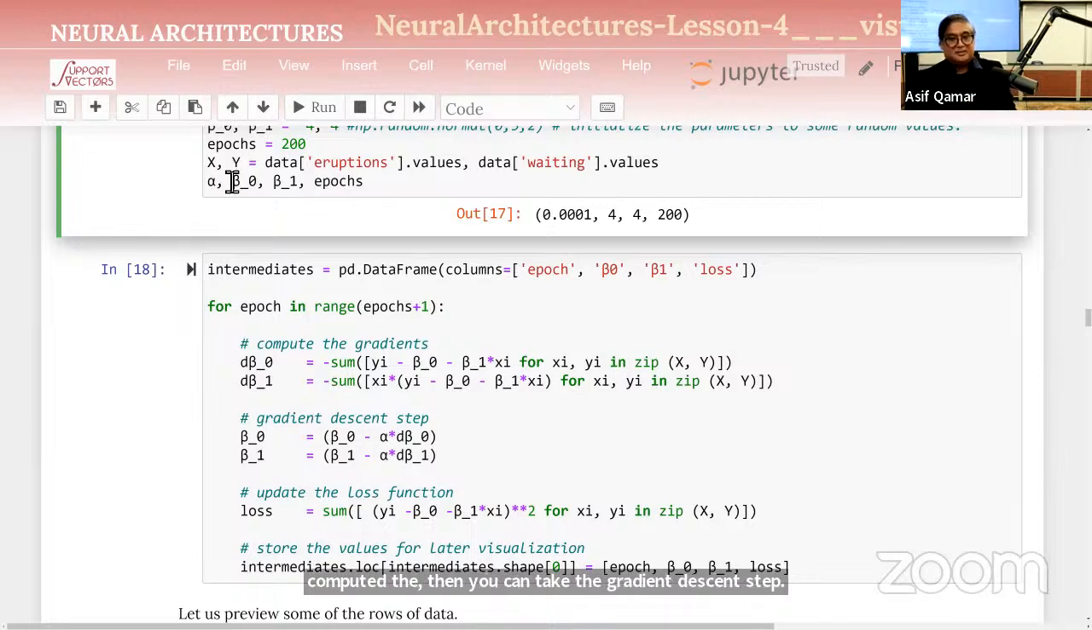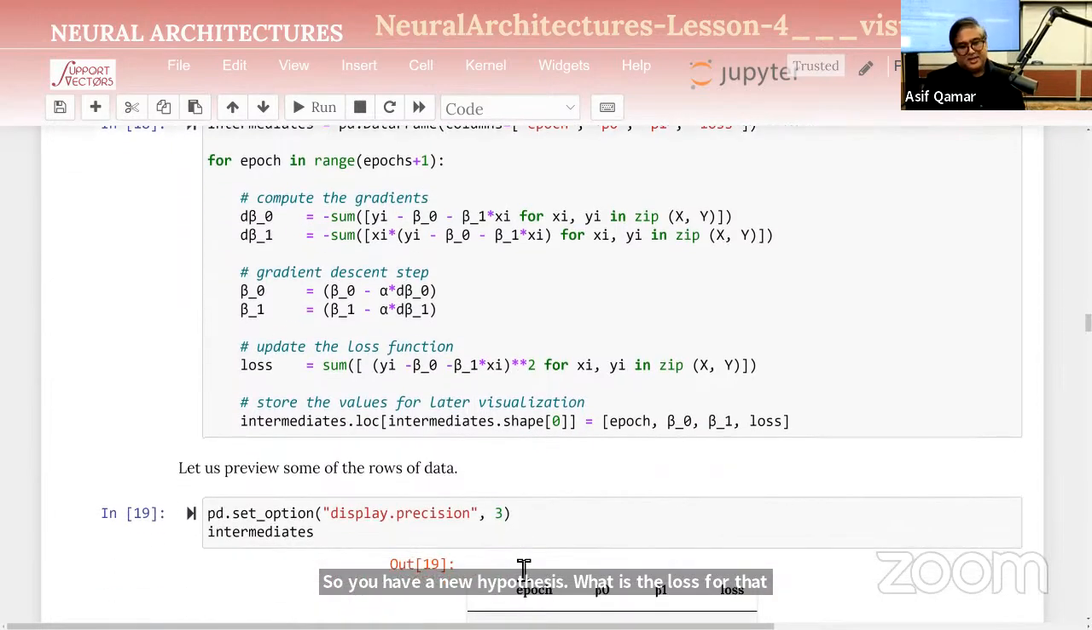Computing the gradients is more like computing the total loss for that, because you're summing up over all of this. Then taking the gradient of the loss and taking the step, and then updating the loss function, because now you have new values for your beta. Right? Your beta has changed. So you have a new hypothesis now. What is the loss for that hypothesis? You need to figure out. And then that is it.